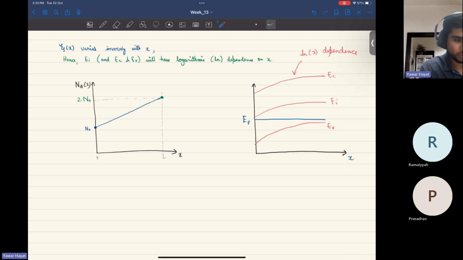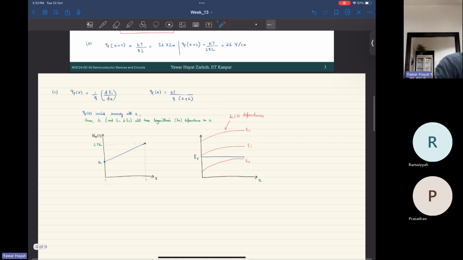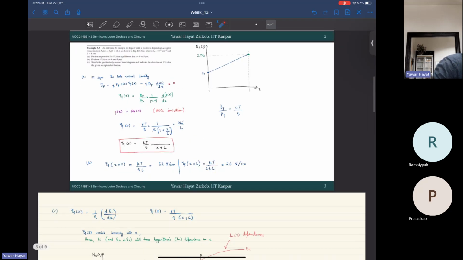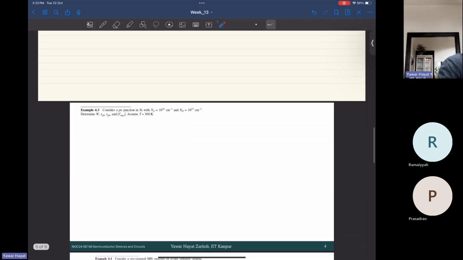The essence of the question was, how will it vary? Will it vary linearly? Will it vary logarithmically? The other variant of the question would be, you might be given some complex function of Na of x. The procedure will be the same. This is how you will proceed and then compute how the bands will vary with x given the dopant concentration. Is this clear? Yes, sir, clear. Okay, so if that is the case, I guess we can move forward. Let's move on to the next one.